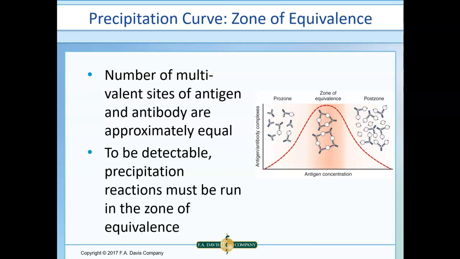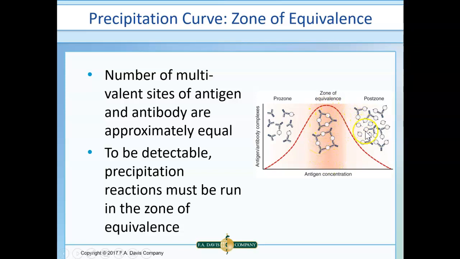There's a couple definitions that you're going to be familiar with as well, which is the zone of equivalence along with prozone and postzone. The number of multivalent sites of an antigen and antibody should be approximately equal. This is where we hit the zone of equivalence. You can see in the middle of this picture here that we've got antigens and antibodies in equal numbers.